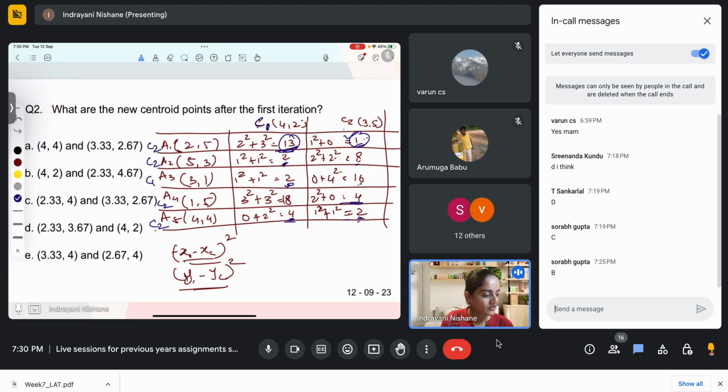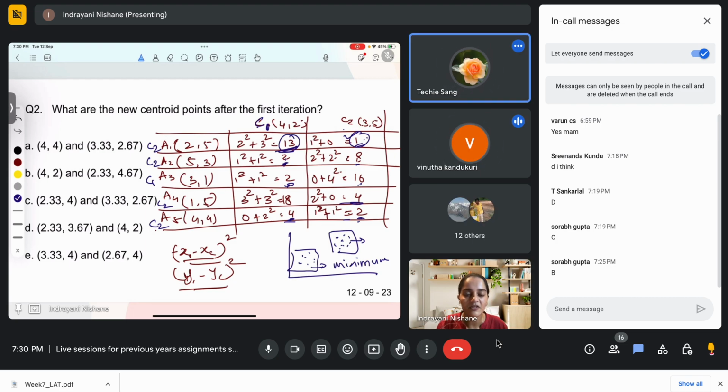So the distance between the points, if you see cluster behavior, the points which are closer to each other form one cluster, right? The points which are closer. That means the distance between them should be minimum. So whichever is the lesser value, that data point will belong to that particular cluster. Which centroid is nearest? So we assign the value based on this.